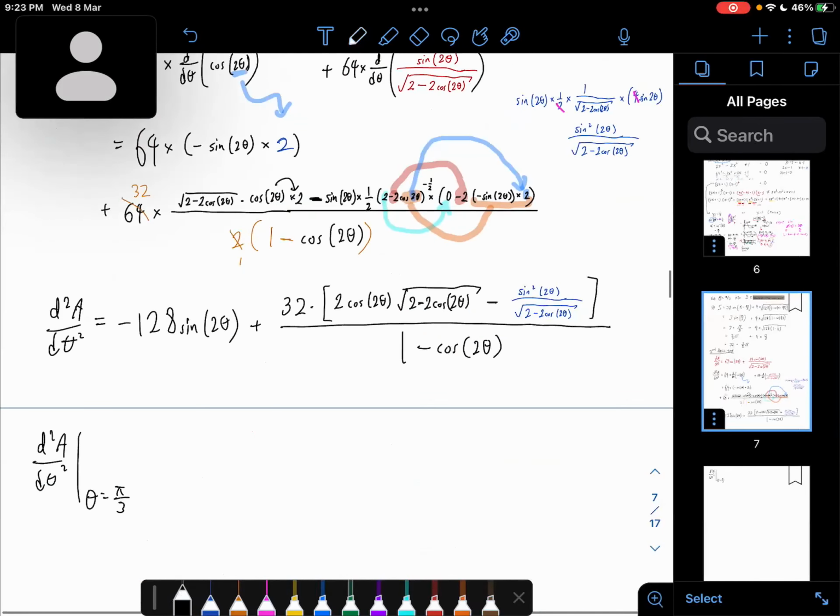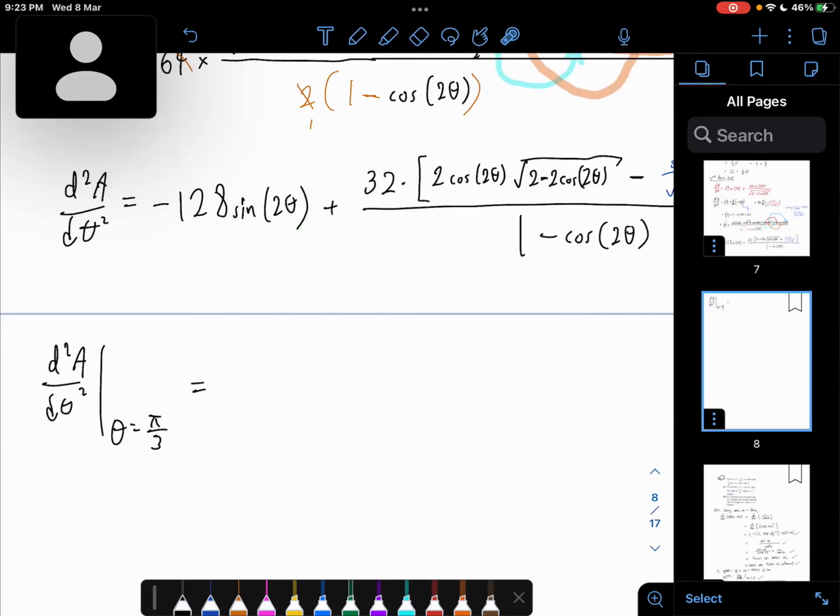So let's see. Sine of 2 theta is sine of 2 pi over 3, which will be, pi over 3 is 60 degrees, so this will be 120 degrees. Sine of 120 degrees. Acute angle is 60. This is quadrant 2, so it's still positive. So positive sine 60, which is root 3 over 2. Multiply by negative 128. Let's see what that is. Actually, you know what? Since we only care about the sign, exact value doesn't matter. Okay, let's just type the whole thing in a calculator.